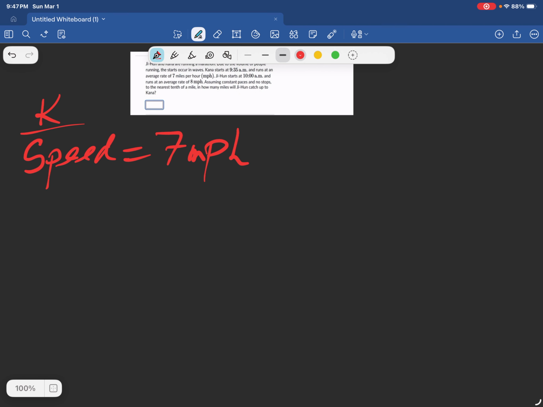Jihan starts at 10 a.m. The problem is broken down into pieces. You have another person named Jihan. We're going to write J for that person and put his information on the right side. Jihan starts at 10 a.m., that's 25 minutes later than Kana, and runs at an average rate of 8 miles per hour. So his speed is 8 miles per hour.